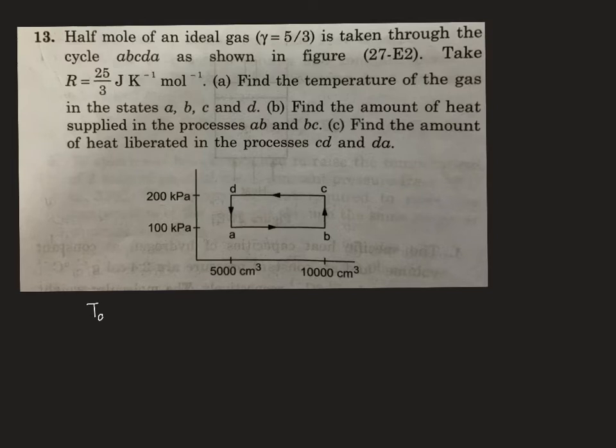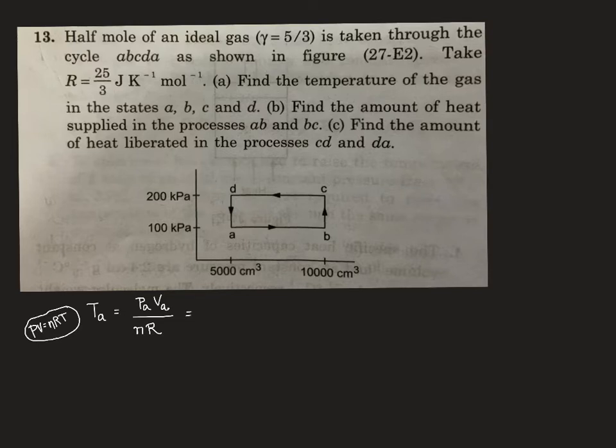Temperature at A is equal to pressure at A into volume at A, divided by number of moles into R. Following the ideal gas law, PV equals nRT. That is why you can find temperature by this, PV by nR.